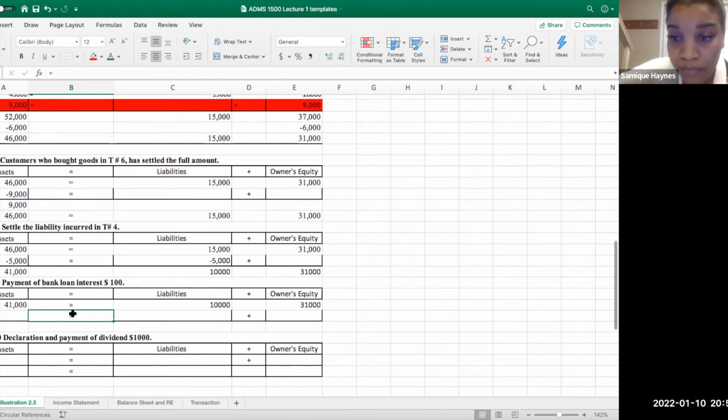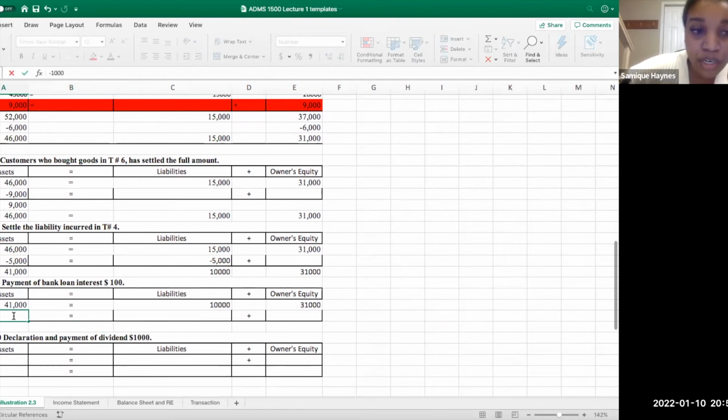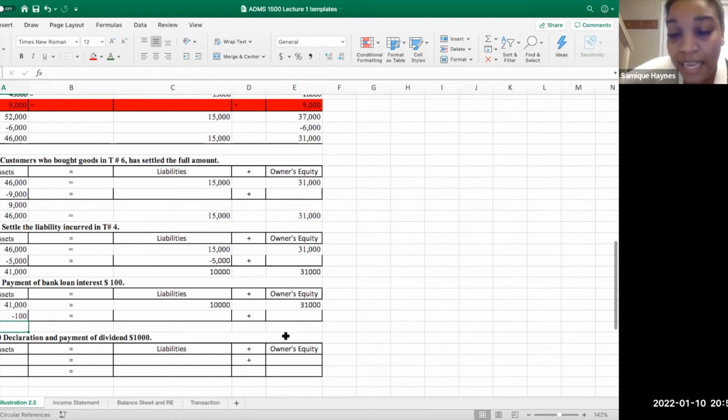All right. We're going to pay it, so we know for sure, this one is easy, that cash is going to go down. That means our assets go down. But interest is an expense, so what else is going to go down? Expenses affect what? Equity. Very good. So equity is also going to go down.